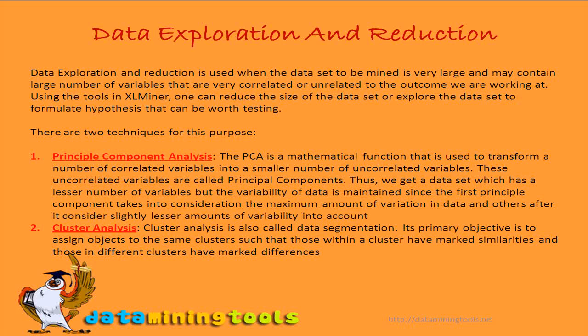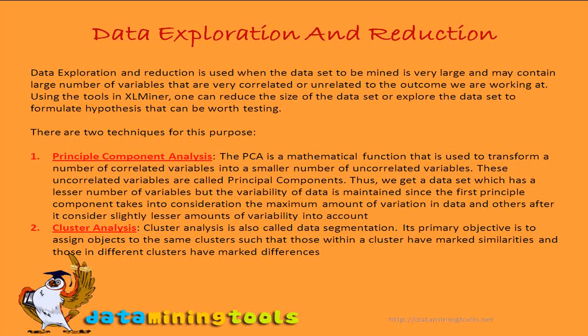Let us see how the principal component analysis technique works. Principal component analysis is a mathematical function that is used to transform a number of correlated variables into a smaller number of uncorrelated variables. These uncorrelated variables are called principal components. Thus, we get a data set which has fewer variables, but the variability of the data is maintained, since the first principal component takes into consideration the maximum amount of variation in the data and the others after it consider slightly less amounts of variability into account.